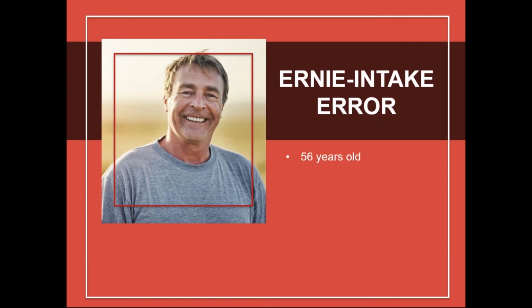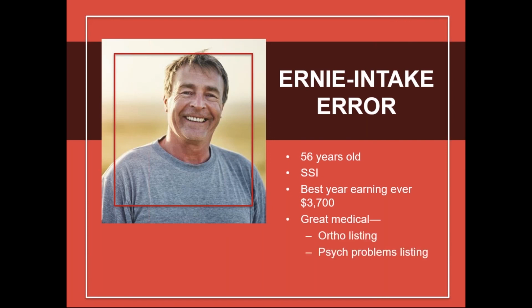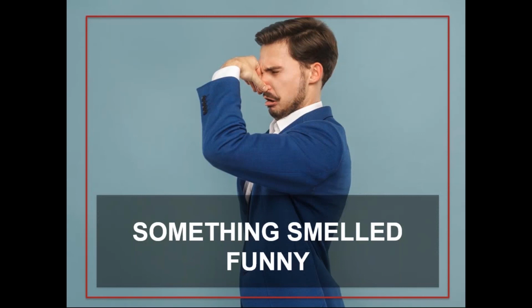This is Ernie, 56 years old, an SSI case. His best year's earnings were $3,700. Great medical. He met an orthopedic listing, met a psych listing, and he came close to meeting GI listings. Something smelled funny about Ernie, though.